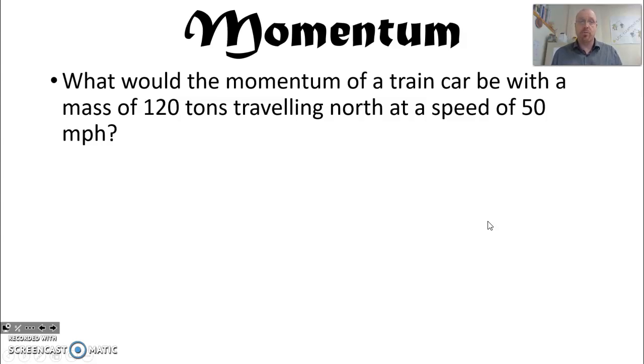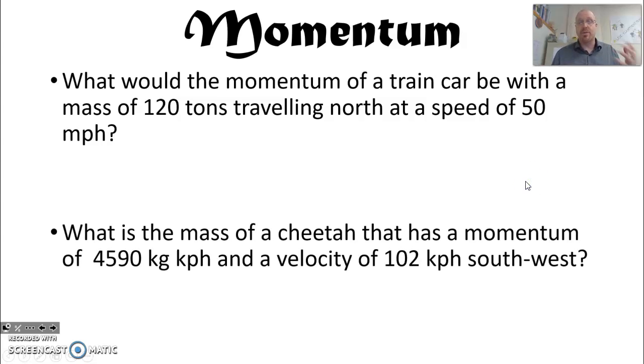So again, we're looking for momentum. Our known is the mass and our known is the velocity. Now they're in standard form, and since both of them are in standard form, we can use the tons and the miles per hour. We just multiply those across and you have the momentum of that train car, which is quite a lot. Let's look at a smaller instance, okay? We looked at something really big moving. Let's look at something really small moving fast.